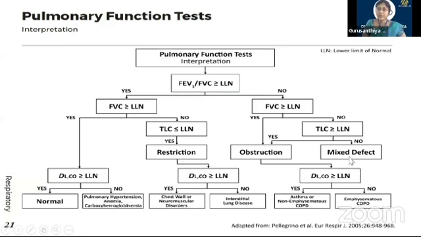In case of a mixed disorder, the FEV1 by FVC will not be normal, it will be less, as in an obstructive disorder, but FVC also will be less. Then coming on to total lung capacity, if even that is decreased, then it means a mixed defect. I hope I'm clear with this.